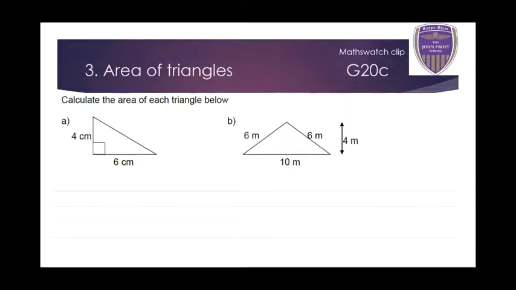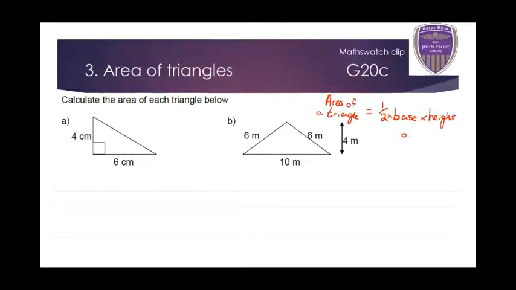So now we're being asked to calculate the area of each triangle below, okay? And remember the formula for the area of a triangle. So area of a triangle equals half times base times height.